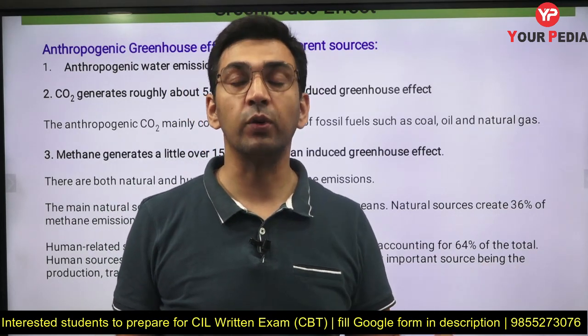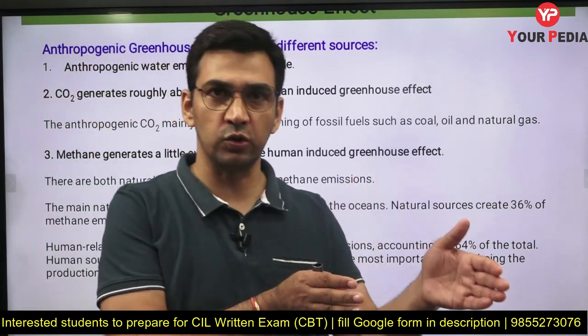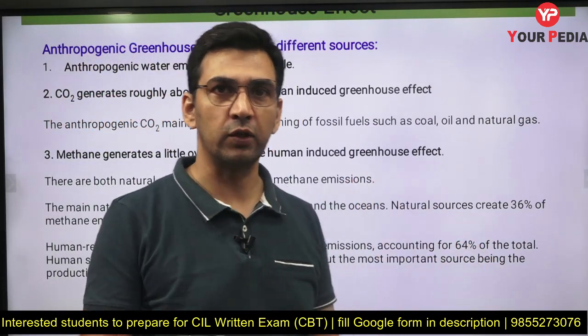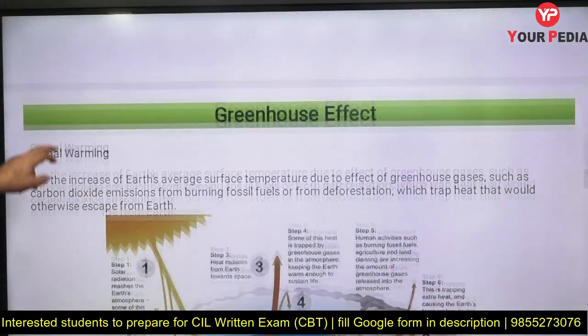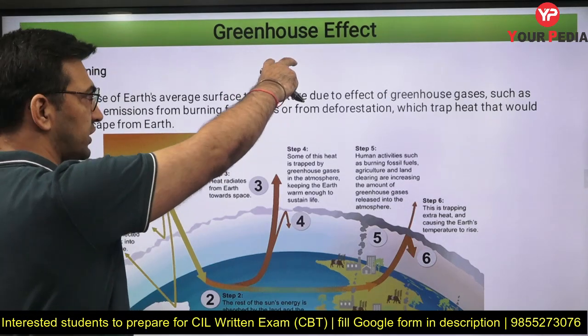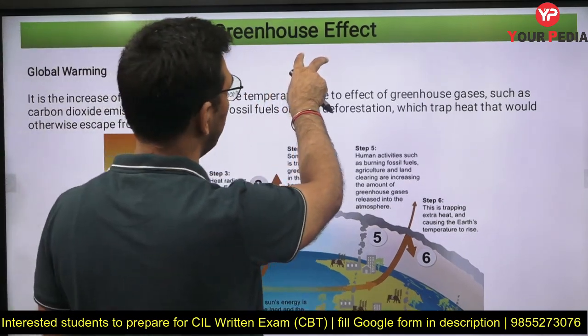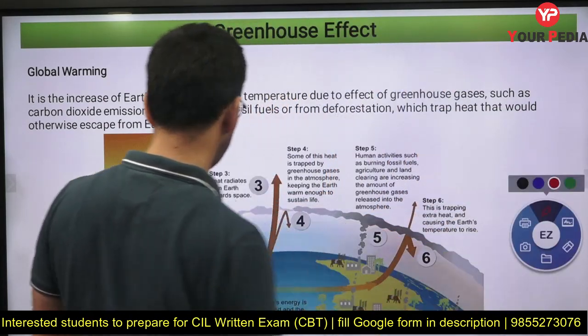And I also explained to you about global warming. What is global warming? The enhanced greenhouse effect, we call it global warming, that is, an overall temperature increase. The same has been mentioned to you over here. Just have a look: global warming is the increase in the Earth's average surface temperature due to the greenhouse effect, such as we have already explained. The same thing has been shown to you.